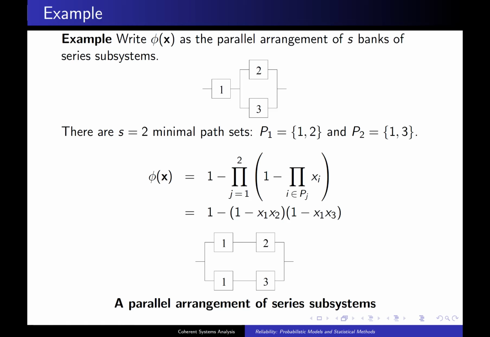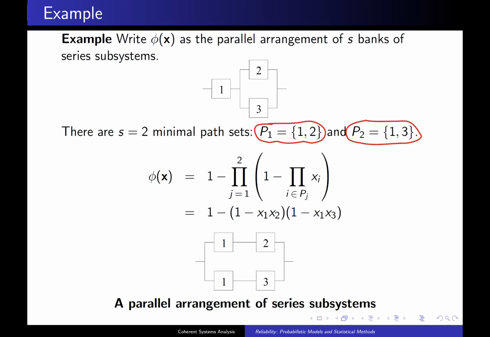Here's an example. We want to write phi of x as the parallel arrangement of S banks of series subsystems. So here is the system of interest. It's component 1 in series with the parallel subsystem 2 and 3. For this particular system, we've looked at it before. There are 2 minimal path sets. The first one is components 1 and 2, and the second minimal path set, components 1 and 3.